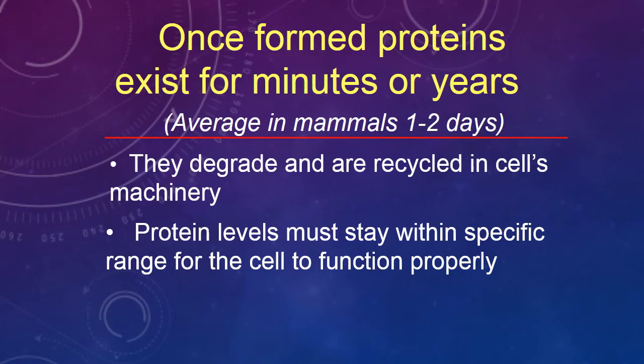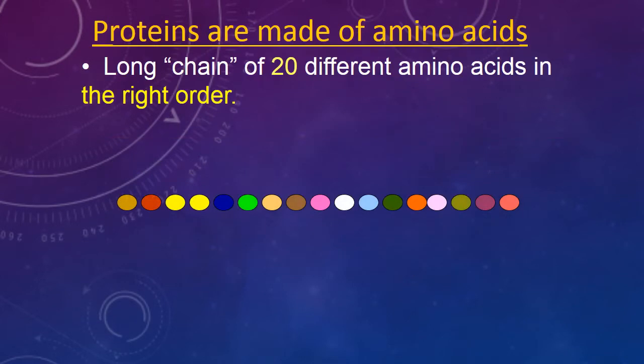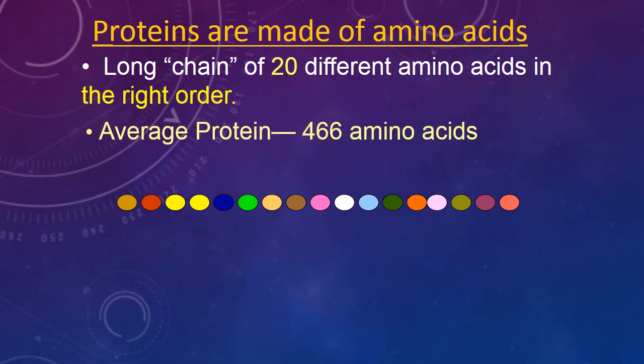Now, proteins, this is incredible, are made up of amino acids. And if you look at a protein shake, you'll see a lot of those amino acids listed. For the protein in the body, there are 20 different amino acids. They're long chains put together, and those 20 different ones have to be in the right order. The average size of a protein is 466 amino acids in a specific order.